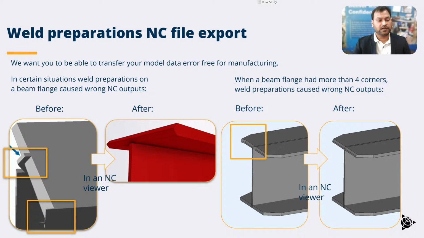For example, here you can see the DSTV viewer with the red color I have marked here. You can view that the welds are flushed properly with the flange, as well as in the four corner cuts, where you can see the welds are flushed properly. This has been enhanced in the 2023 version of Tekla Structures.